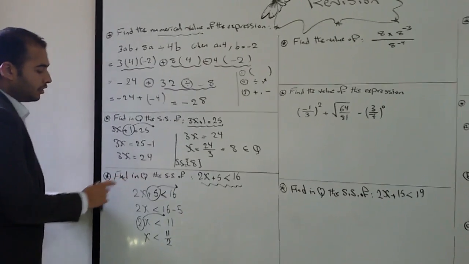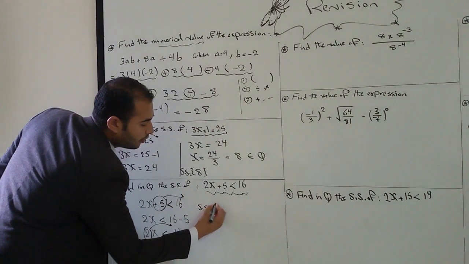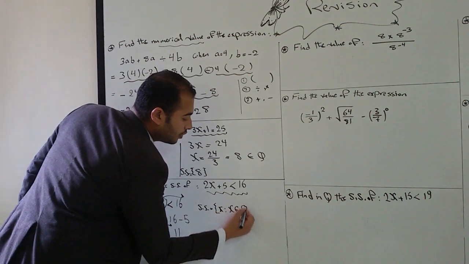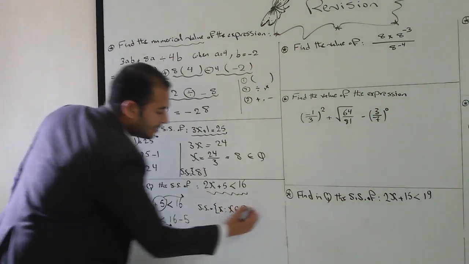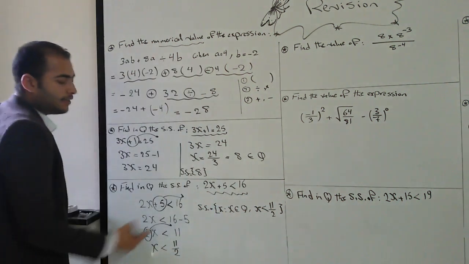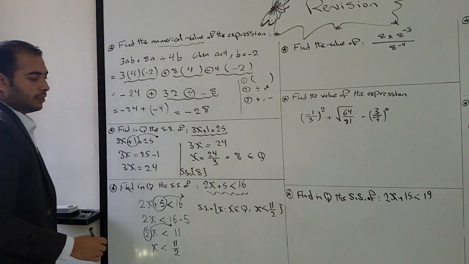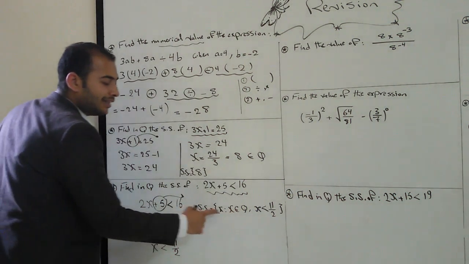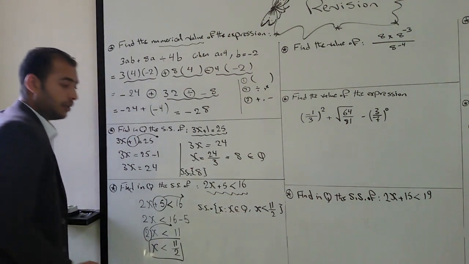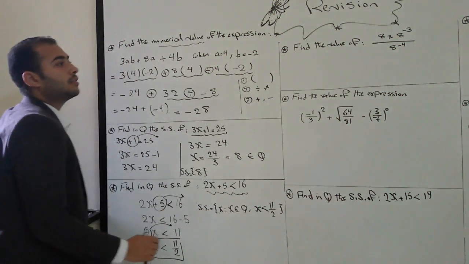I want to find the solution set where x belongs to rational numbers. Then the solution set equals the set of x where x belongs to rational numbers and x is less than 11 over 2. The solution set is written in the description method, not the listing method like the equation. In the inequality, we write the solution set in the description method: x where x belongs to rational numbers and x is less than 11 over 2. This means every rational number less than 11 over 2 belongs to the solution set.